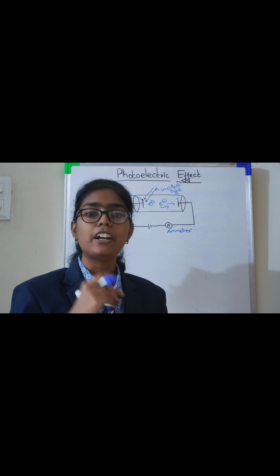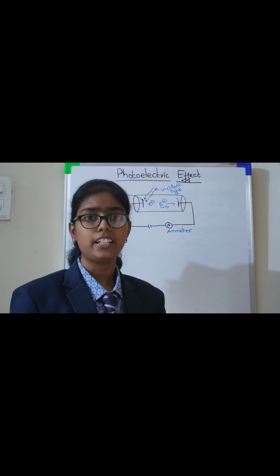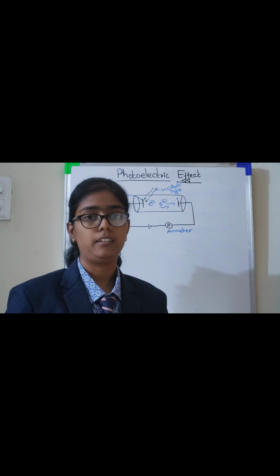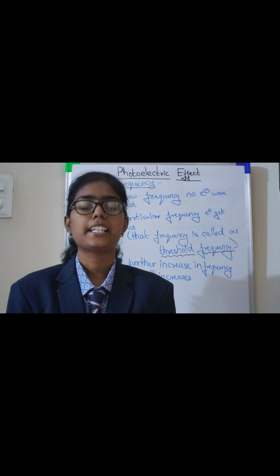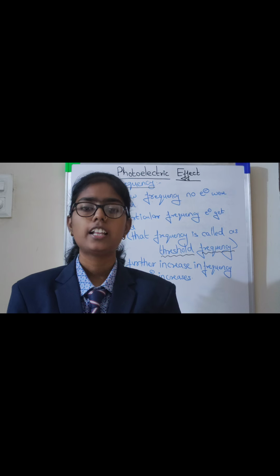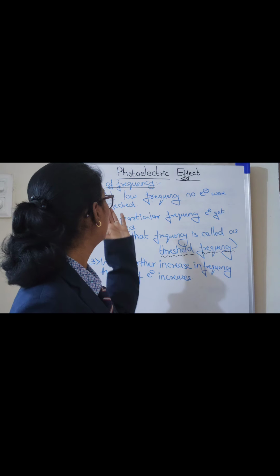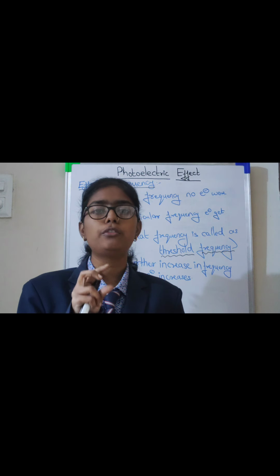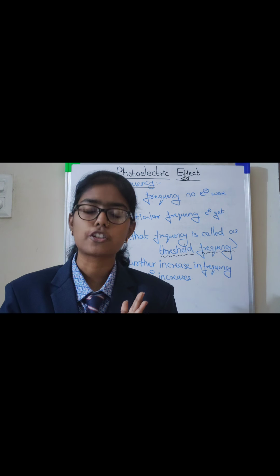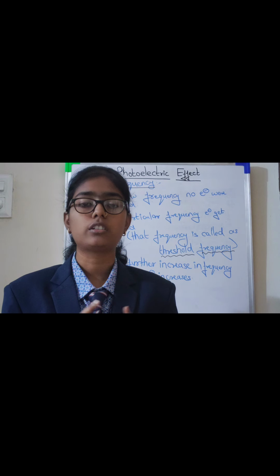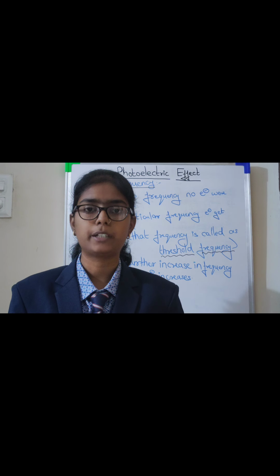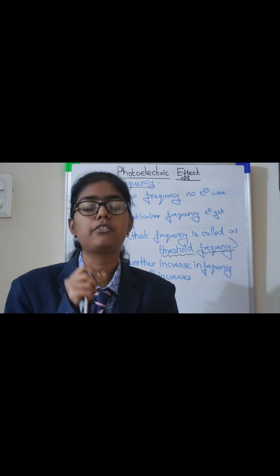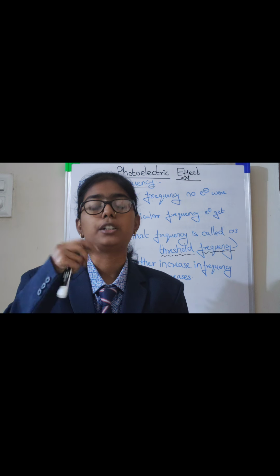What was the experiment? We incident light of a particular frequency, and only then can we see that the electrons are being ejected from the surface of the metal. We have seen the experimental setup of the photoelectric effect. Now let us study the effect of frequency on the photoelectric effect. When low frequency radiations were incident on the surface of the metal, we did not see electrons ejecting from the metal surface. Later, at a particular frequency, the electrons started to eject.